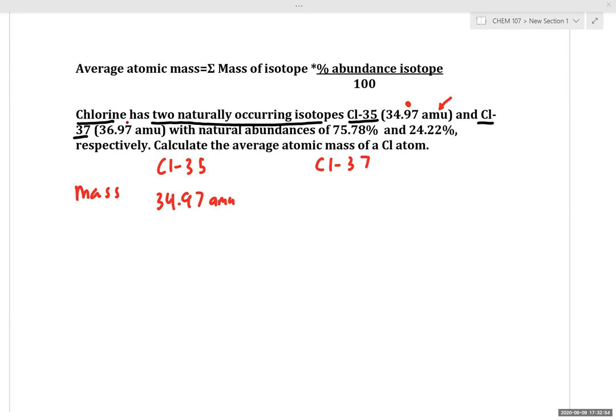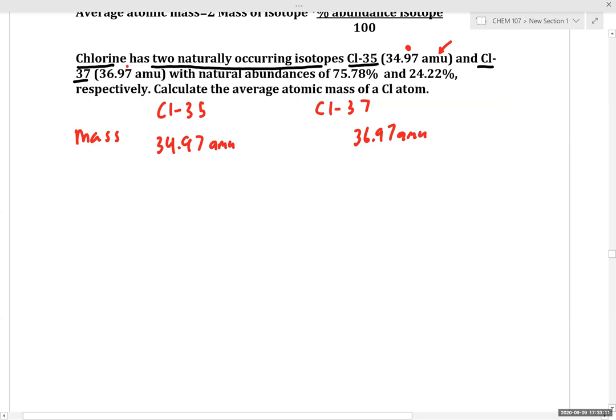What would the mass be for chlorine-37? 36.97, exactly right. And it's 36.97 AMU. Don't be shy to unmute if you have any questions or if you'd like to share your response.